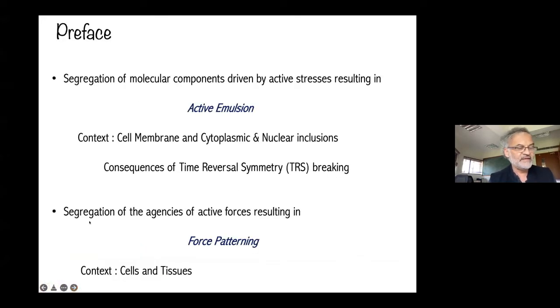Very recently, in Sanjay's 60th birthday celebrations, I had described our work on active segregation of molecular components in the cell and introduced the concept of active emulsions, with implications to mesoscale segregation on the cell membrane, in the cytoplasm, and for nuclear organization. We showed that the segregation was a result of the application of active stresses, both contractile and extensile, which drives segregation of other molecular components. And I also discussed the consequences of time reversal symmetry breaking in these dynamical systems.